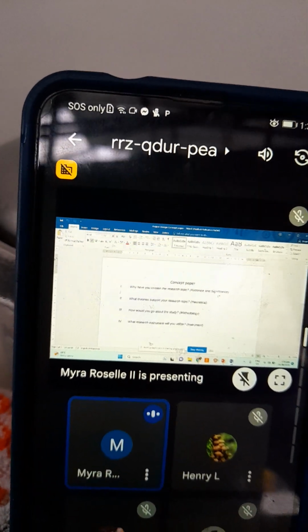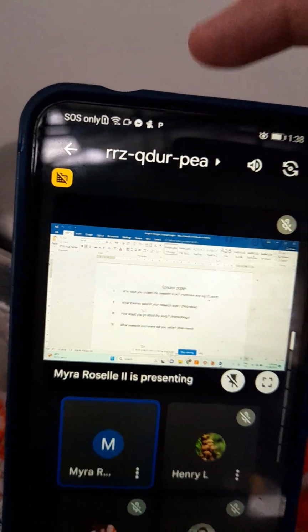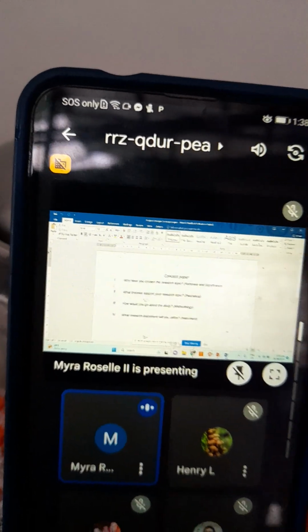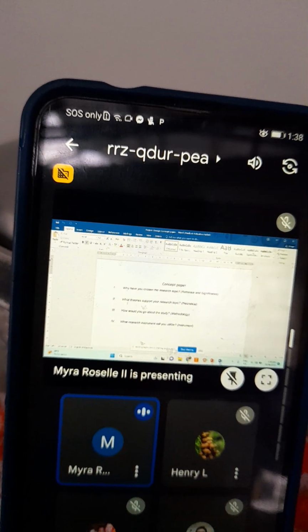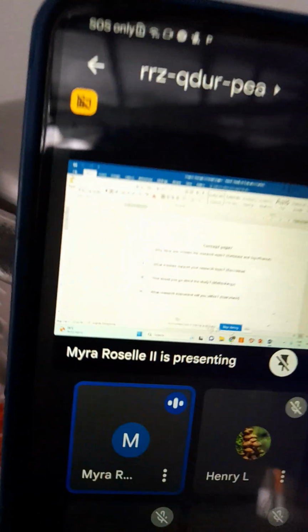Who can benefit from your study. So here you have the guide. Number two, what theories support your research topic? This would be the heart or the brain of your research paper. Here, you're going to think of one anchored theory and two supporting theories. Again, one anchored theory and two supporting theories.